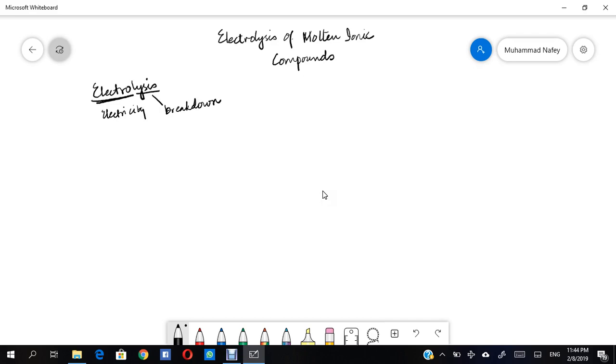Ionic compounds are made of cations and anions, which are held tightly together by electrostatic forces of attraction. So if this is a bond, this bond is basically a strong electrostatic force of attraction.